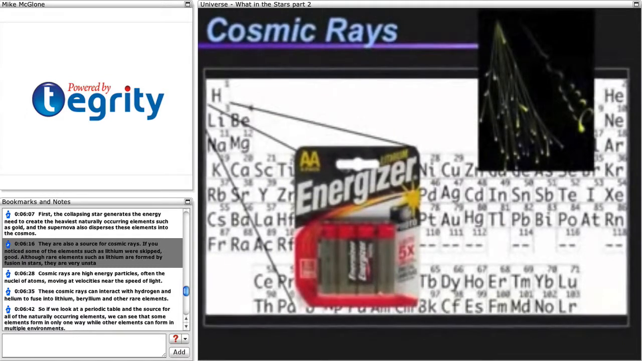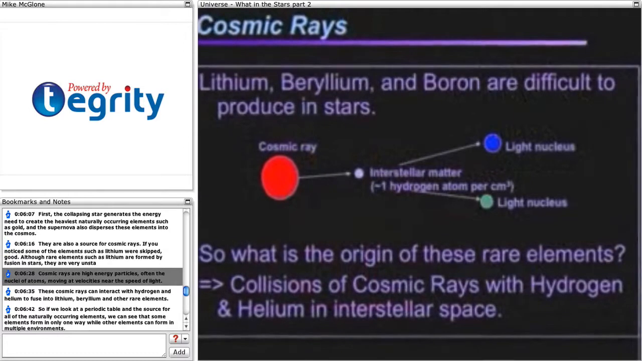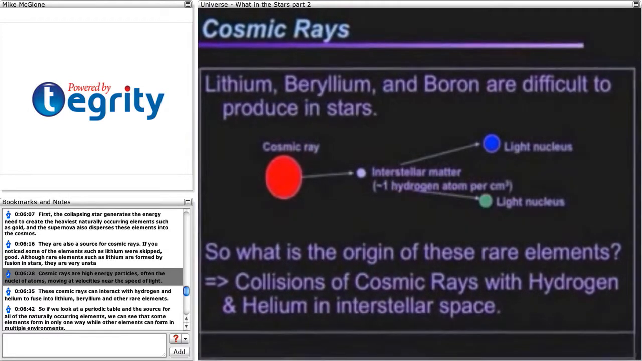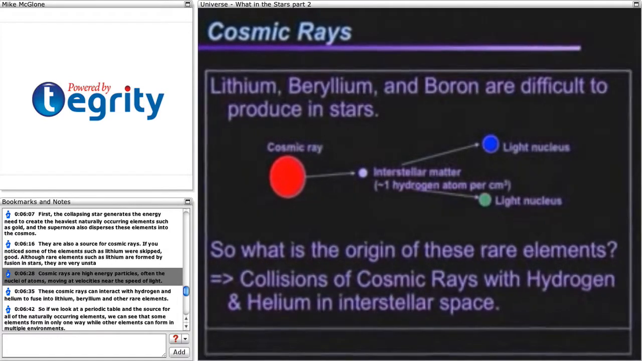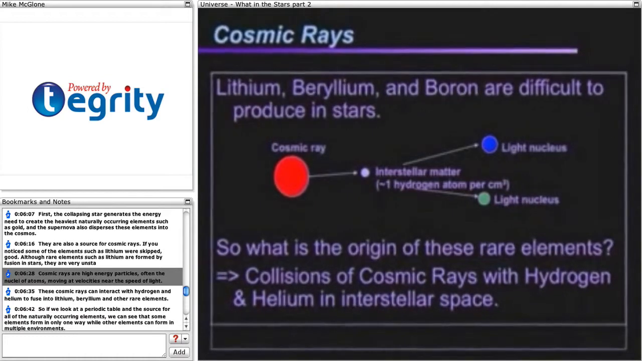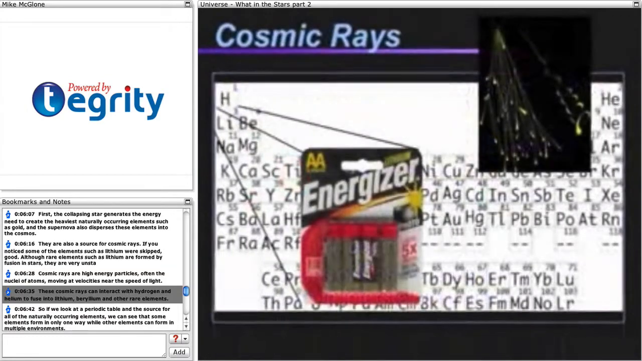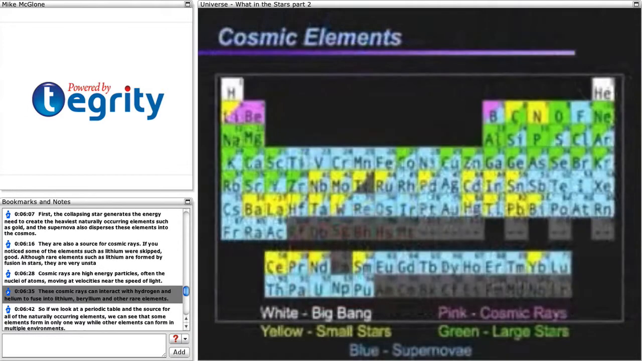If you notice some of the elements such as lithium were skipped, good. Although rare elements such as lithium are formed by fusion in stars, they are very unstable. Cosmic rays are high-energy particles, often the nuclei of atoms, moving at velocities near the speed of light. These cosmic rays can interact with hydrogen and helium to fuse into lithium, beryllium, and other rare elements.